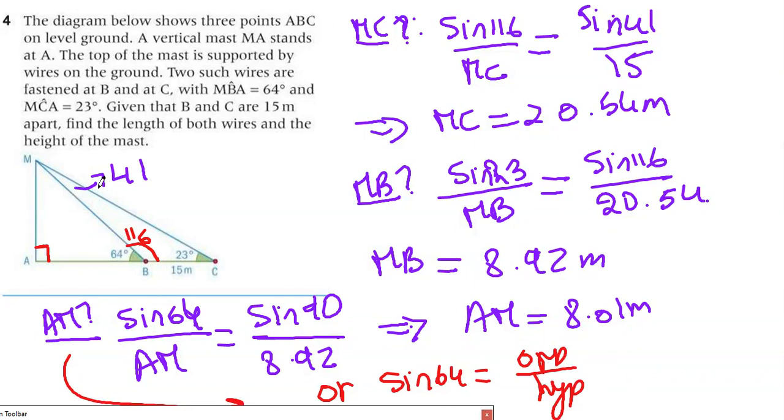So first, to find MC, I can see that if this angle is 64, I know that this is 180 degrees, sorry.